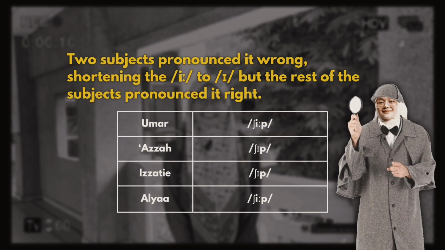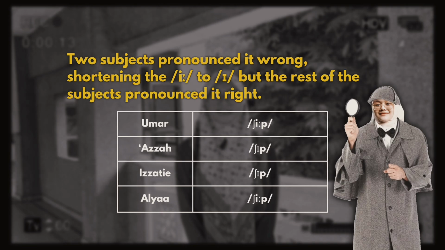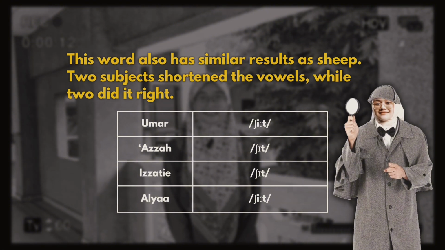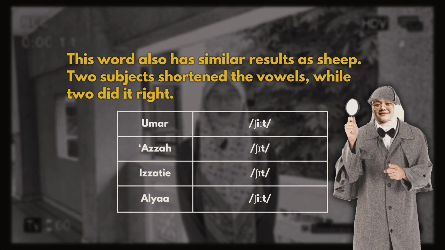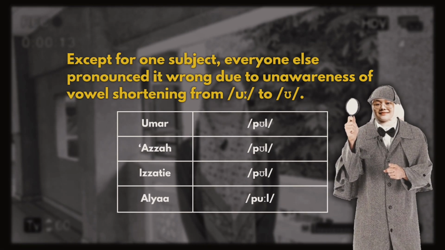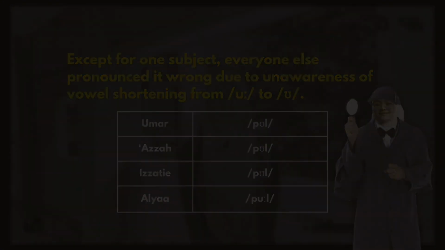Moving on to the next case with the same test type, vowel shortening. Sheep. Two subjects pronounce it wrong, shortening the long E to a short E, but the rest of the subjects pronounce it right. Sheep. This word also has similar results as sheep. Two subjects shortened the vowels, while two did it right. Wool. Except for one subject, everyone else pronounced it wrong due to unawareness of vowel shortening from long U to short U.